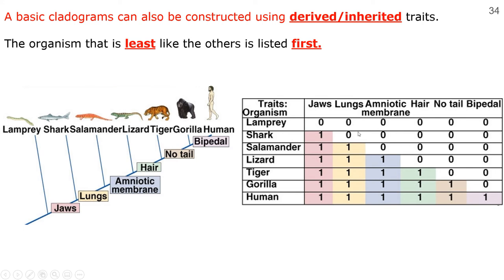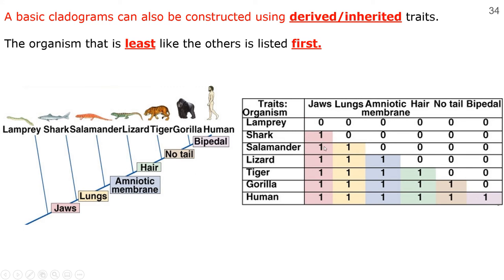So how we'll organize this is we'll start with the one that has the fewest derived traits, which is the lamprey, how he ends up here. Next, they're going to put the shark. I don't know that I agree that a shark doesn't have a tail, but whatever. So shark has only one derived trait of jaws.